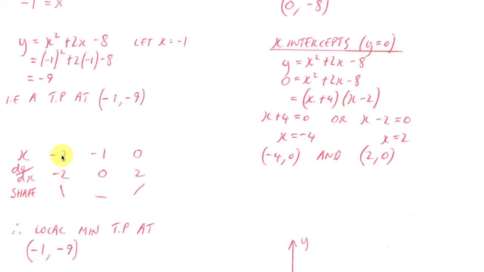If I substitute -2 into dy dx, I get -2. Substitute 0, I get 2. So my shape here is down, flat, up. And if I look back to that previous page, that's the shape of a minimum. So I now know there's a local stationary minimum turning point at the position -1, -9.